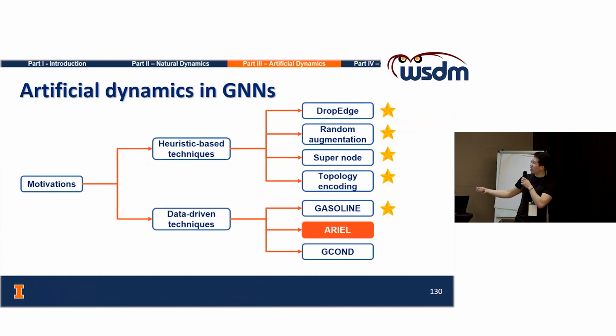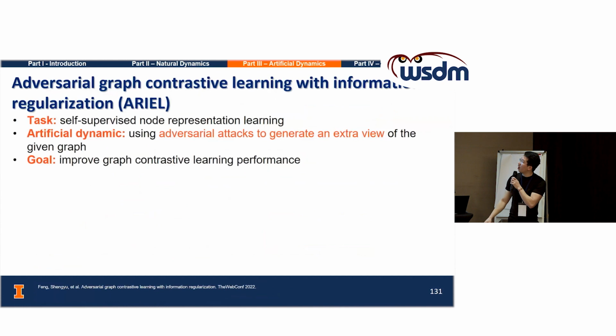Okay, let's move on to the second work, the second data-driven technique, named ARIEL. The paper we present is adversarial graph contrastive learning with information regularization. Just a quick recap: the graph contrastive learning work we introduced before applies heuristics-based augmentations. In this paper, we try to do it automatically, to learn an optimal way to support graph contrastive learning. The task, as we mentioned before, is self-supervised, unsupervised node classification learning.